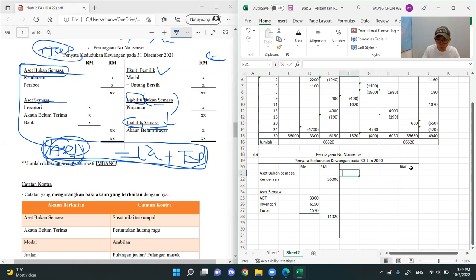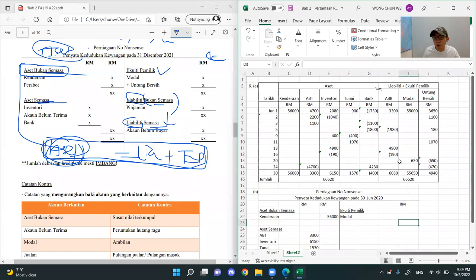For our equity, you start off with equity pemilik. You can see here. All right, you start with equity pemilik. Okay, lepas tu your modal. What is your modal here? Your modal is 55,650. Okay, so normally this one we say is a modal awal. We can put modal awal there. After that, you plus your apa? Your untung bersih.